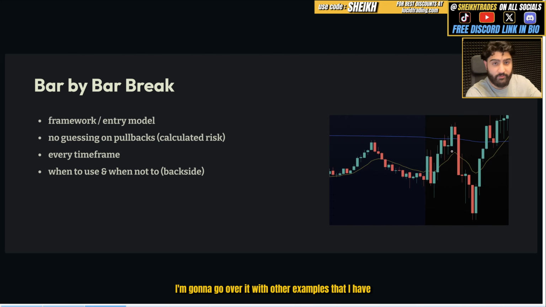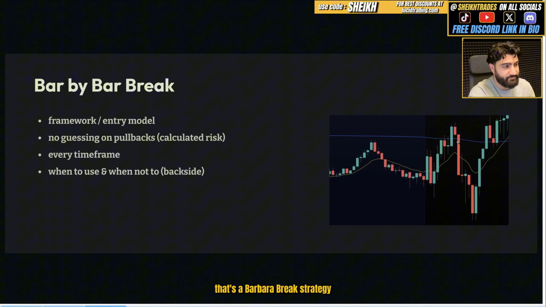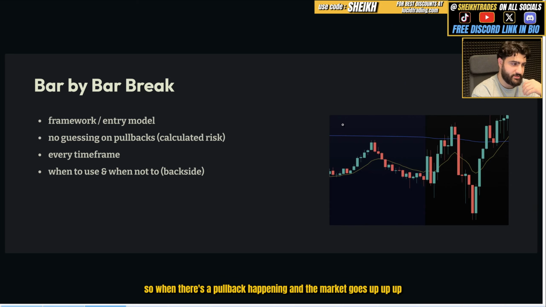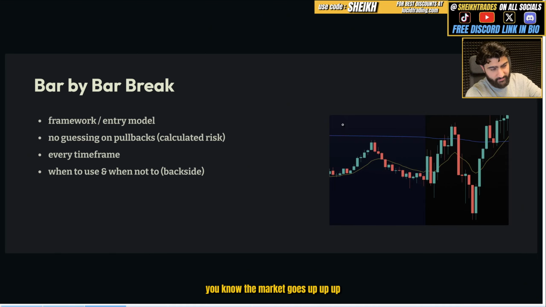I'm going to go over it with other examples that I have, but this break of this going below VWAP, that's a bar by bar break strategy. That's a bar by bar break entry. You don't guess on pullbacks. When there's a pullback happening and the market goes up, up, up, and then you roll over and you want to short that pullback, when it keeps going up, you don't really know when you're going to take that entry.